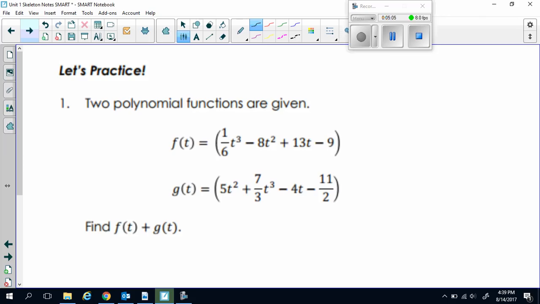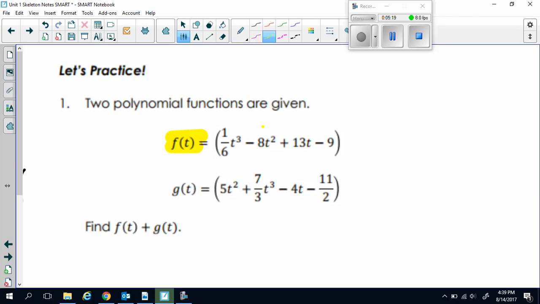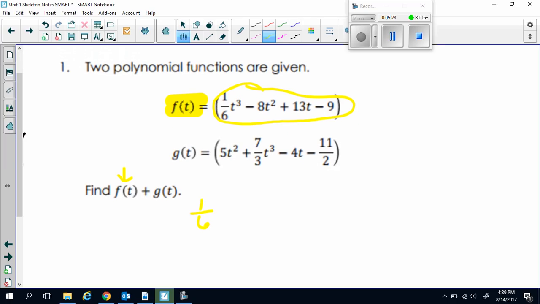All right. So let's go ahead and do another example here. We got some fractions that we're dealing with. Okay, so they give us f of t. So f of t here is this entire function right here of 1/6 t to the third minus 8t squared. So that's first right here. That's the first one. So I'm going to write that one down. So I got 1/6 t cubed minus 8t squared plus 13t minus 9.